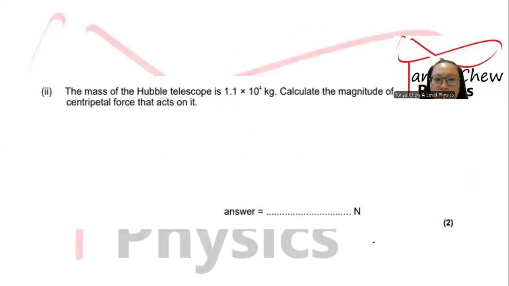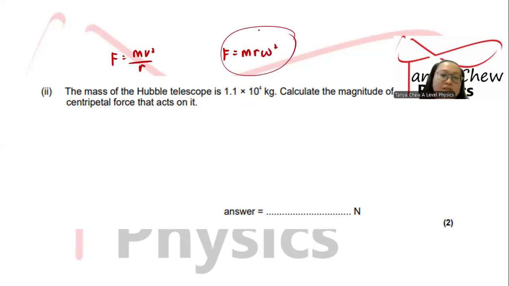Next one, the mass of the Hubble telescope is 1.1 times 10 to the power of 4 kilogram. Calculate the magnitude of the centripetal force that acts on it. So, centripetal force, there are two equations. F is equal to m v squared over r. The other one is F equal to m r omega squared. I'm definitely going to go for the second one, because I do not have the speed, but I have the angular speed.